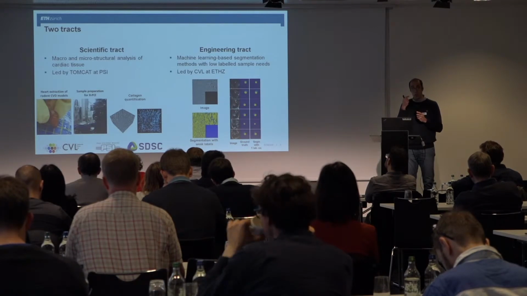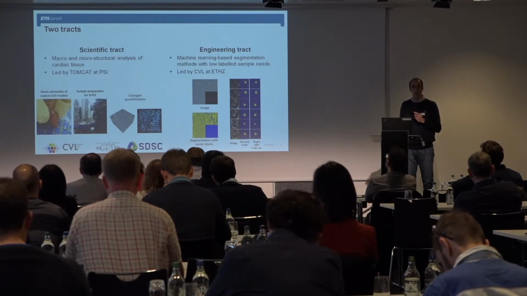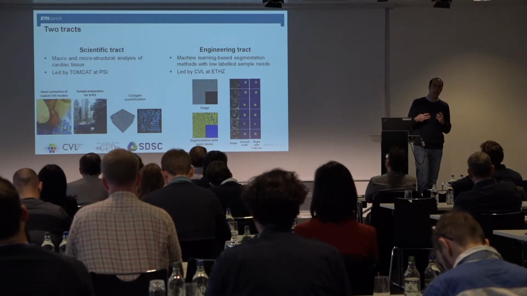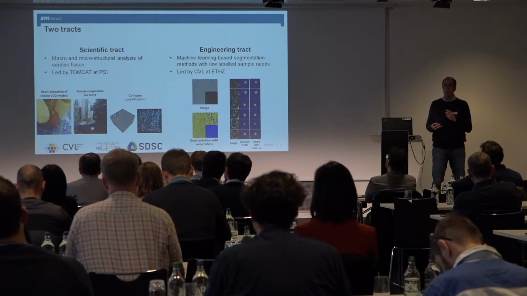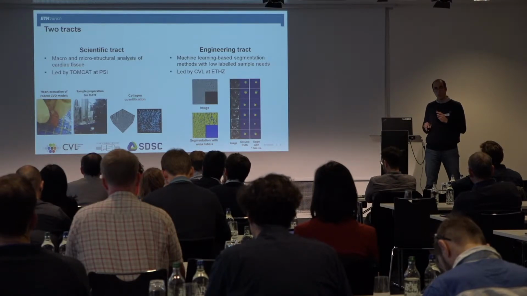The project itself has 2 different tracts. One of them is the scientific tract, and the other one is the engineering tract. In the scientific tract, the idea is to be able to accomplish macro and microstructure analysis of cardiac tissue. And this tract is being led by TOMCAT at PSI.